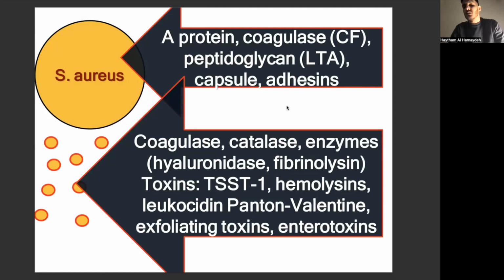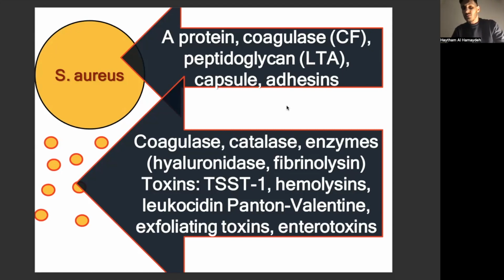Peptidoglycan is a structure within the cell wall of aureus. Since it is a gram-positive bacteria, this layer is very thick, and so it helps to protect it. Capsule and adhesins also help it to stay invisible. Adhesins help it attach to things and prevent body fluids from moving it to different regions. So it wants to stick to one place to cause infections.